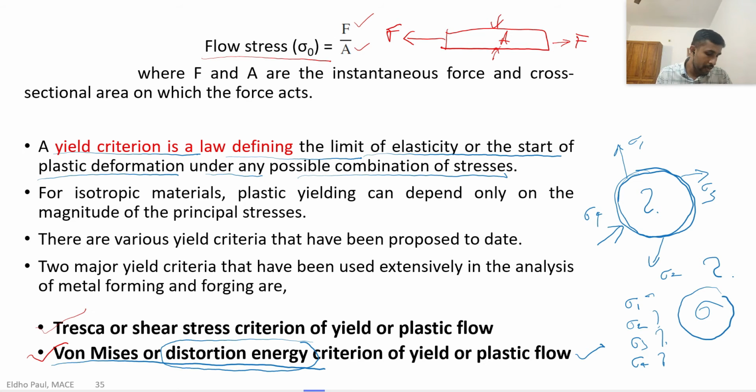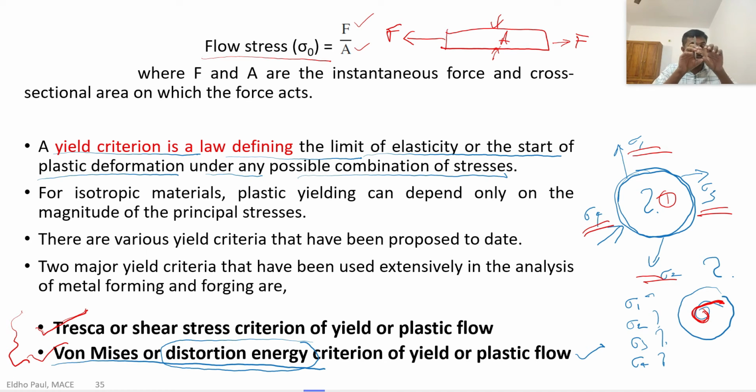In this lecture, we are going to study these two yield criteria: Tresca's, or maximum shear stress yield criteria, and the Von Mises, or maximum distortion energy yield criteria. These two yield criteria are used to calculate how much stress is required for plastic deformation of a material subjected to a combined state of stress. It's not a single uniaxial tension test.